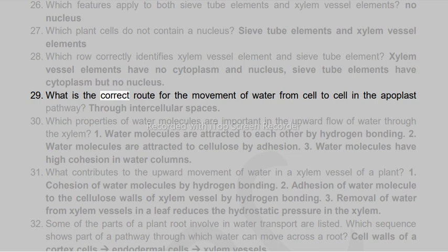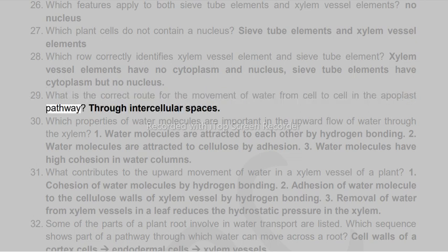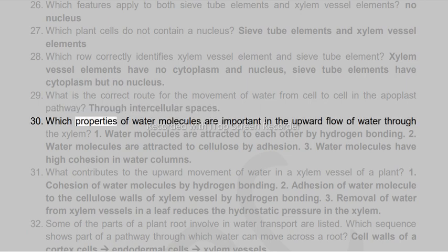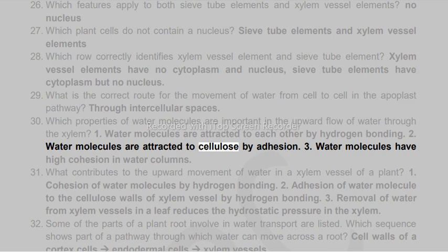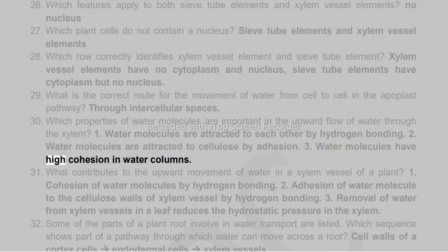29. What is the correct route for the movement of water from cell to cell in the apoplast pathway? Through intercellular spaces. 30. Which properties of water molecules are important in the upward flow of water through the xylem? 1. Water molecules are attracted to each other by hydrogen bonding. 2. Water molecules are attracted to cellulose by adhesion. 3. Water molecules have high cohesion in water columns.